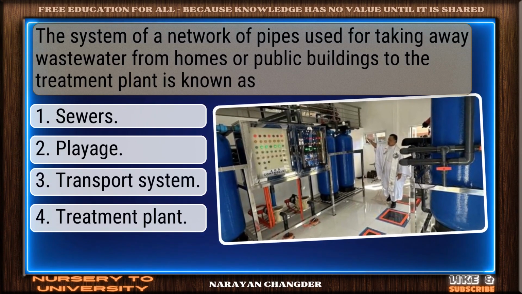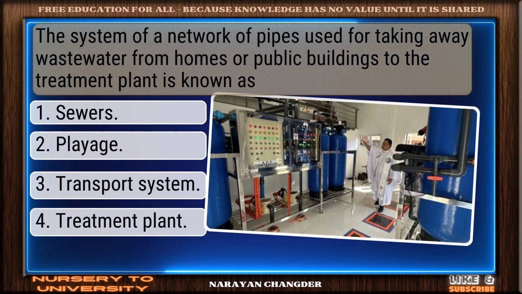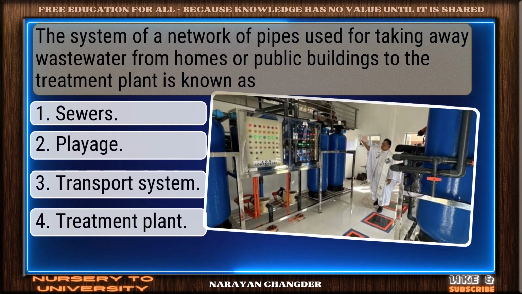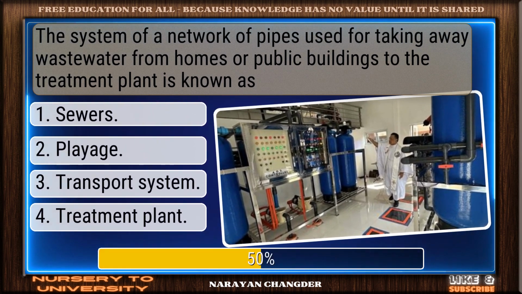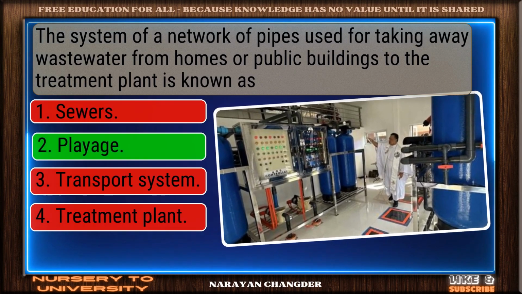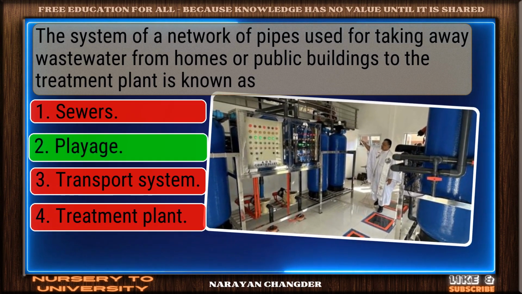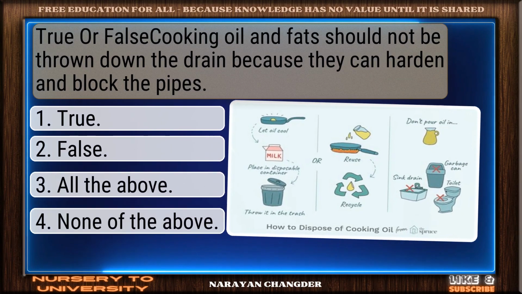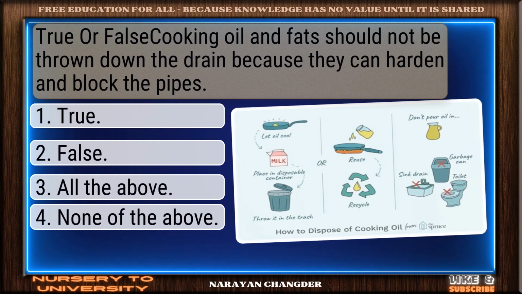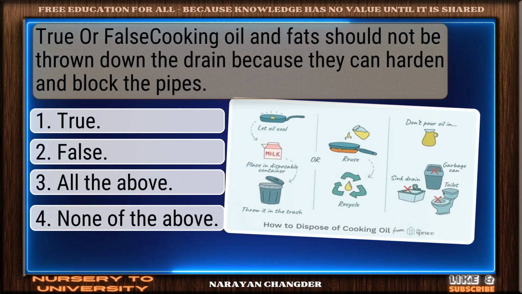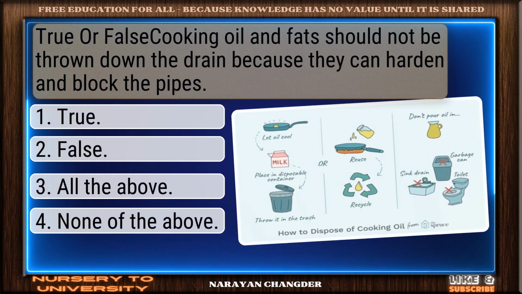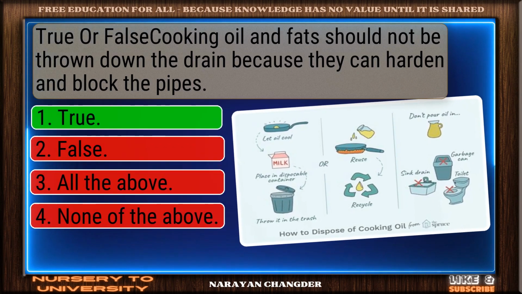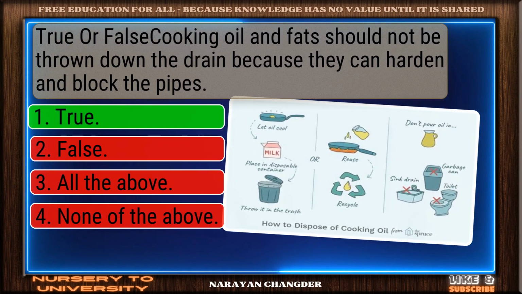Question number 10. The system of a network of pipes used for taking away wastewater from homes or public buildings to the treatment plant is known as. Smart move. Sewerage is an accurate answer. Question number 11. True or false, cooking oil and fats should not be thrown down the drain because they can harden and block the pipes. Excellent choice. True is the right answer.